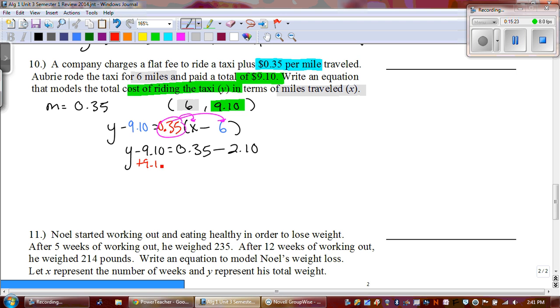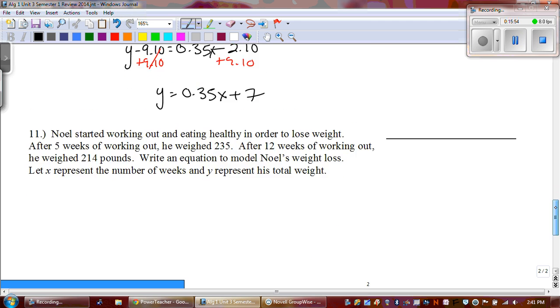And then to solve, we have to add that 9.10 to the other side, and we get that y equals 0.35x, sorry, I forgot the x there, plus $7. Okay? So I mean 35 cents per mile, and then it's $7 just to get into the taxi. That's what that plus 7 means.